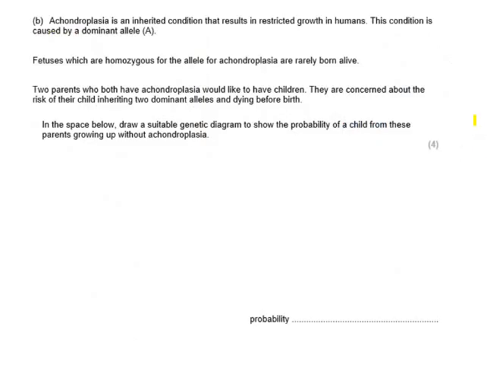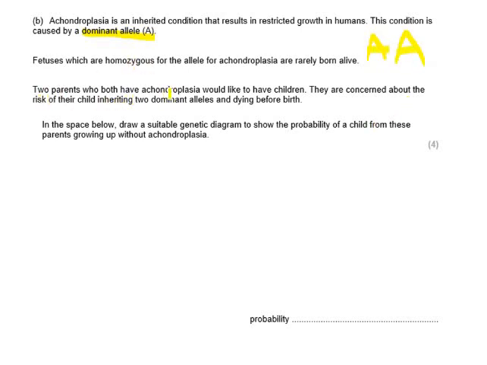The next question on genetics was actually pretty well answered. A lot of people got 4 marks. A few people got 3 because of the last marking point, which I'll show you in a minute. Achondroplasia is an inherited condition that results in restricted growth in humans. The condition is caused by a dominant allele. Fetuses which are homozygous for the allele are rarely born alive. That means big A, big A, rarely born alive.